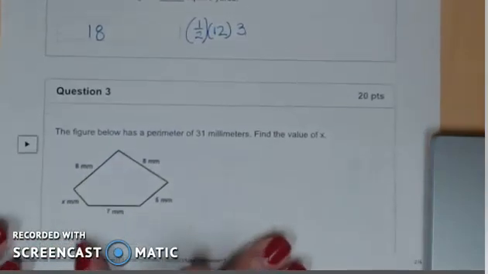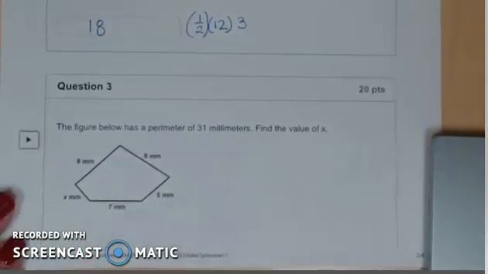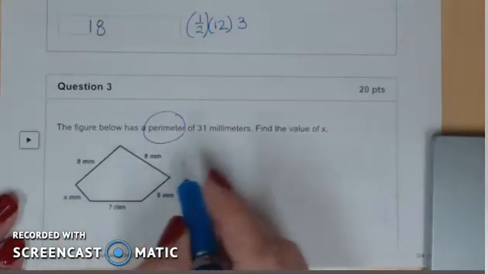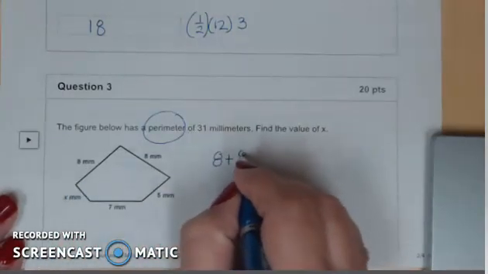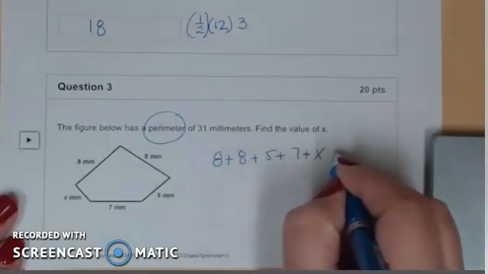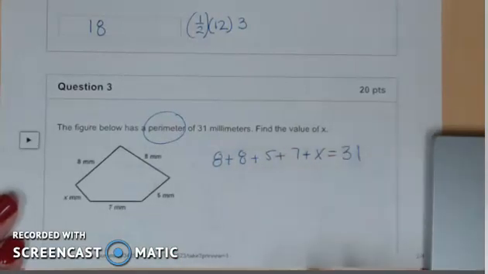Let's do this one down here. Kind of an odd shape. The figure below has a perimeter of 31. Find the value of x. So perimeter means I'm adding up all the sides. So I'm going to do that now. 8 plus 8 plus 5 plus 7 plus x. And that's all equal to 31.